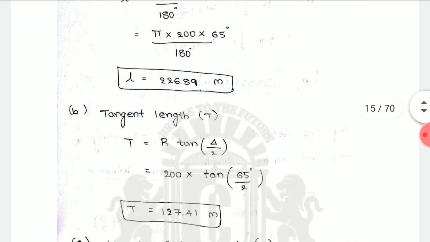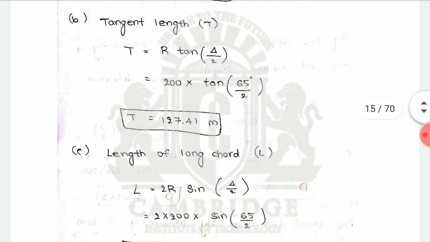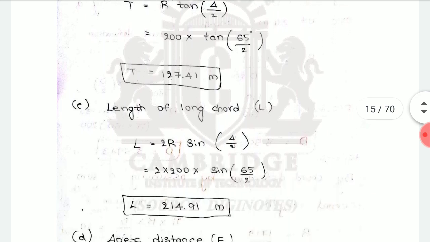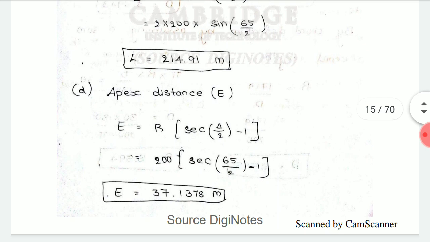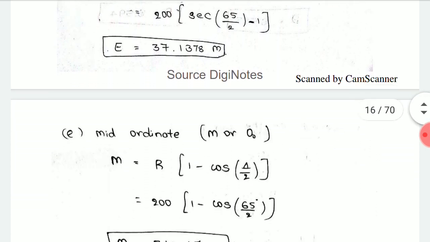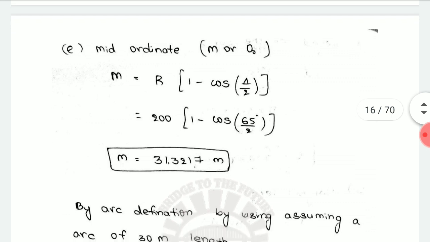Now for tangent length, T is R tan delta by 2, 200 into tan 65 degrees by 2. Now we have got the tangent length. So for the length of the long chord, use the derived equation. I have got the length of long chord as 214.91. Now we have apex distance, using the same derived equation. Next for mid ordinate calculation, same, the derived equation I am using here.